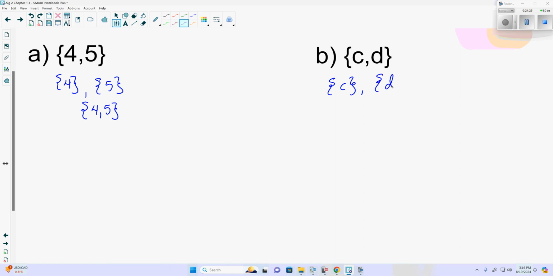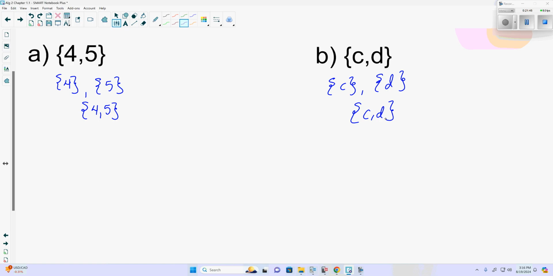So the set containing C, the set containing D, and the set containing CD. Now, we're not going to consider CD and DC to be two different sets. They're going to be the same. Questions on these here? We ready for the next one?